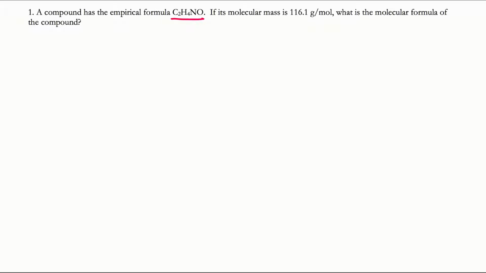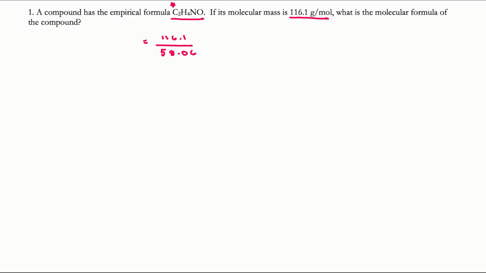What you're going to need to do is take the molar mass of the molecular formula, which is 116.1, and divide it by the molar mass of the empirical formula, which is right here. So I need to determine that first. I'm going to take the molar mass of carbon, 12.011, and multiply that by 2. Then I'm going to add the molar mass of hydrogen, 1.008, multiplied by 4. And then add the molar mass of nitrogen, 14.007, plus the molar mass of oxygen, 15.999. And so what I get for the molar mass of the empirical formula is 58.06.